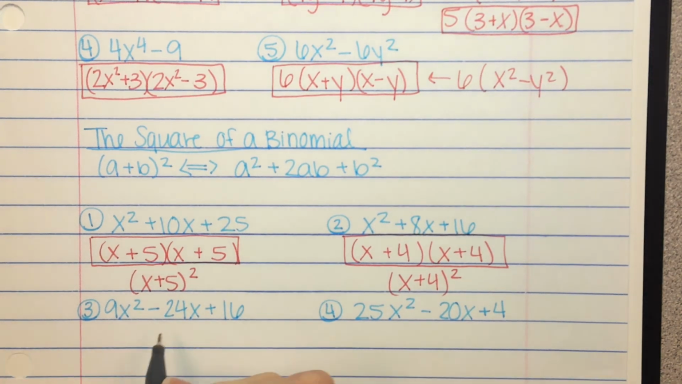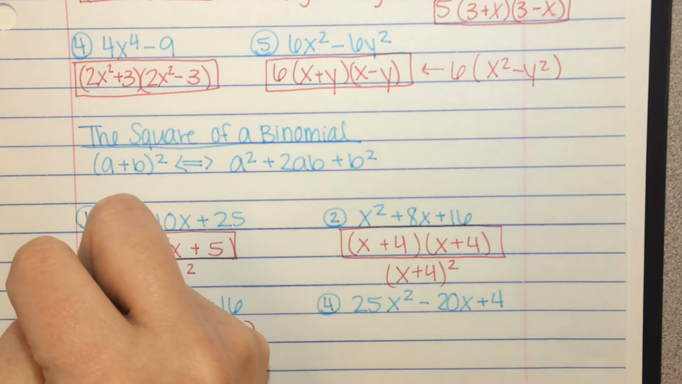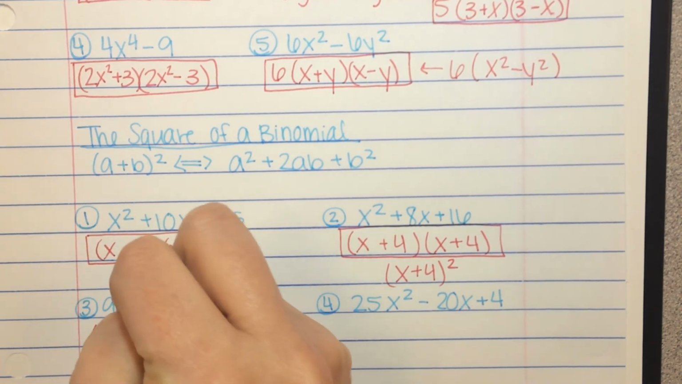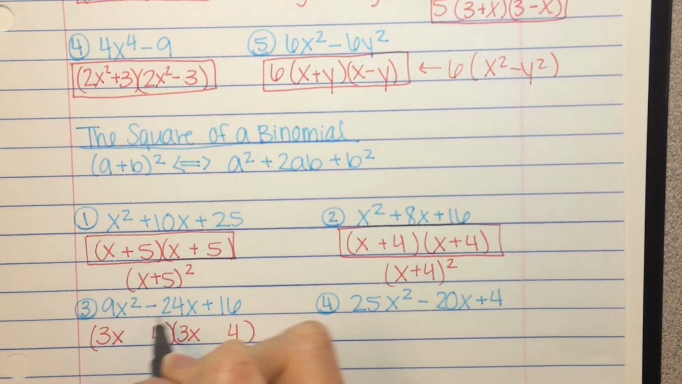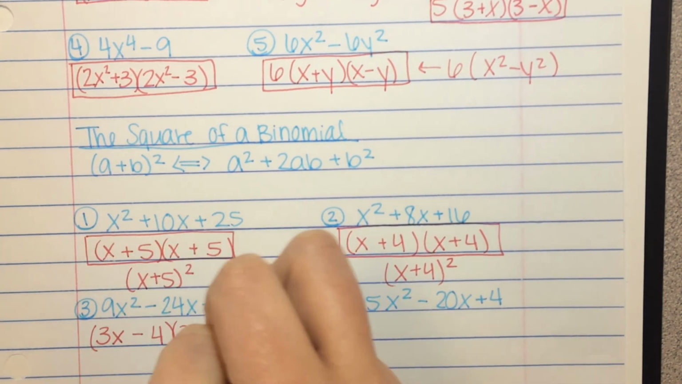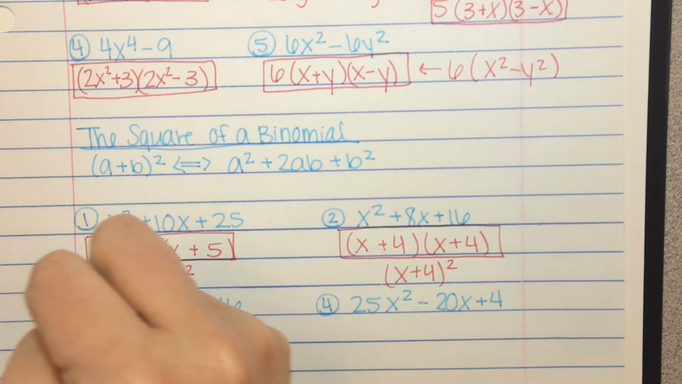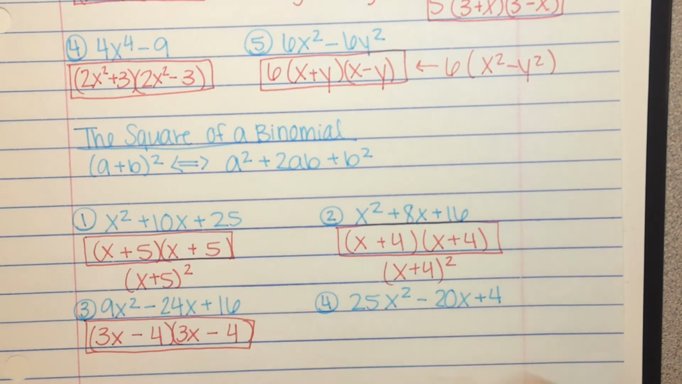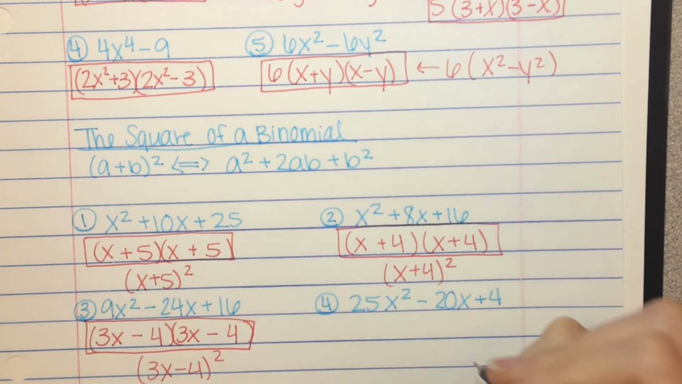Okay. Here, again, perfect squares. This time, the square root of 9 is 3, and we have our x. The square root of 16 is 4. And this time, it's negative. So that means our two factors are going to be negative, because I have to add to get a negative number, but multiply to get a positive. Or again, this is the same as 3x minus 4, the quantity squared.